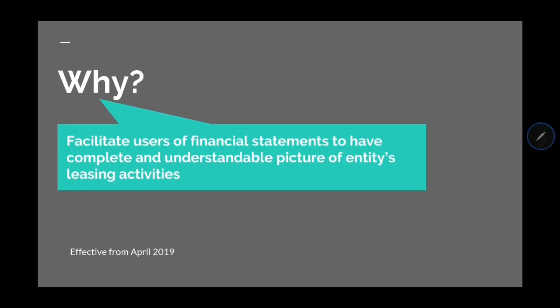Let's start. To start with, I want to first explain the purpose of this standard, and this will also tell why the standard has been changed. The main objective of the standard is to enable users of financial statements to have a complete and understandable picture of entities' leasing activities. Let's move forward. We'll come back to the slide again and then see whether the new changes help the users to have a complete and an understandable picture of entities' leasing activities.